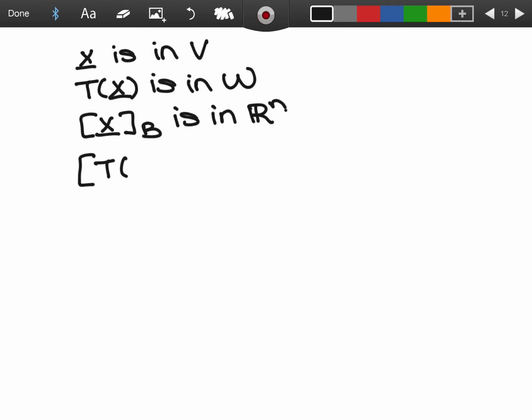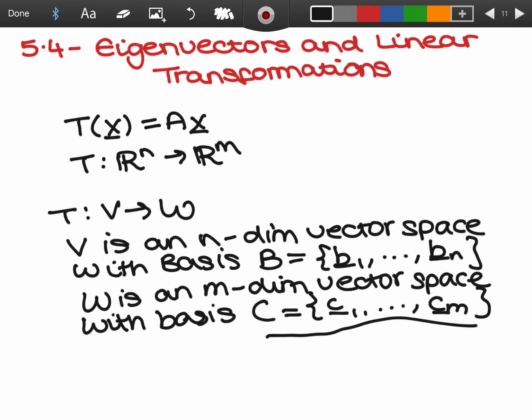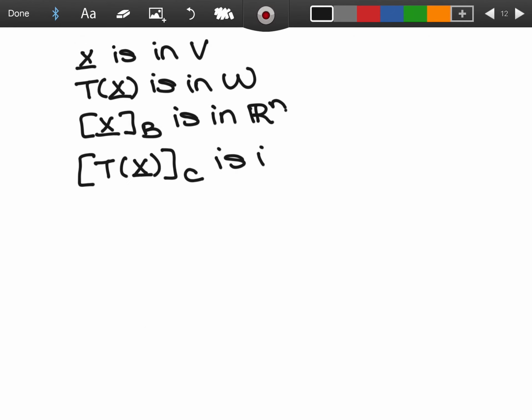In the same way, T of X with respect to C. Now we know that T of X is in W, and we want to write it in terms of this basis, C1 through Cm. Again, T of X with respect to C is going to be my C-coordinate vector. So it's going to be the coefficients of C1 through Cm when I write T of X in terms of those vectors. Therefore, it's going to have m coordinates. It's going to have m entries. So this thing is in Rm.